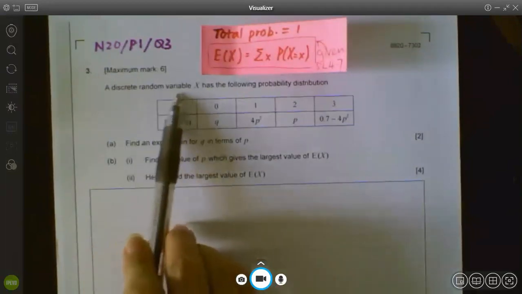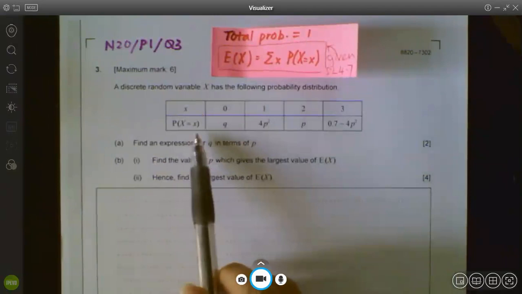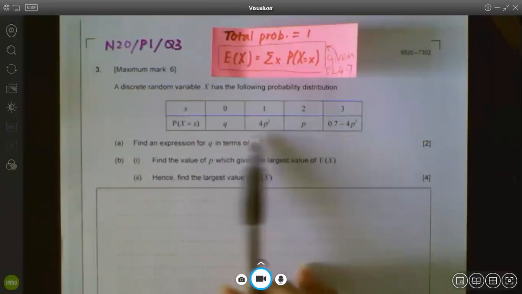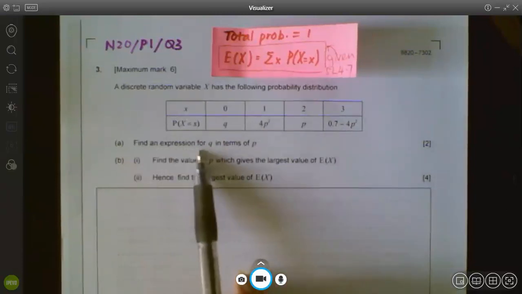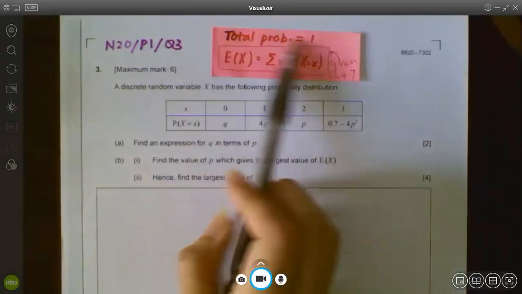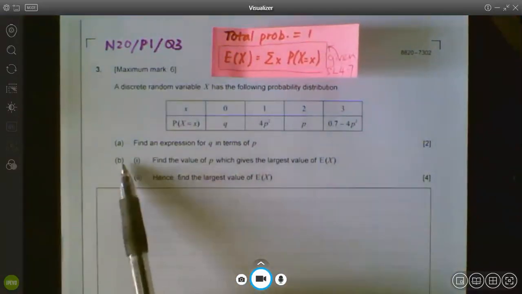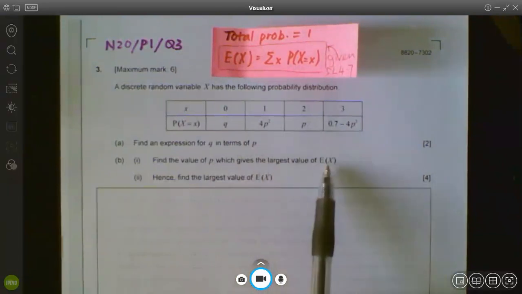A discrete random variable X has the following probability distribution. They've given us a table, and we notice that in the table it involves unknown P and Q in different expressions. Part A, find an expression for Q in terms of P. We will be using total probability equals 1 to do that. Part B, part 1, find the value of P which gives the largest value of E(X).